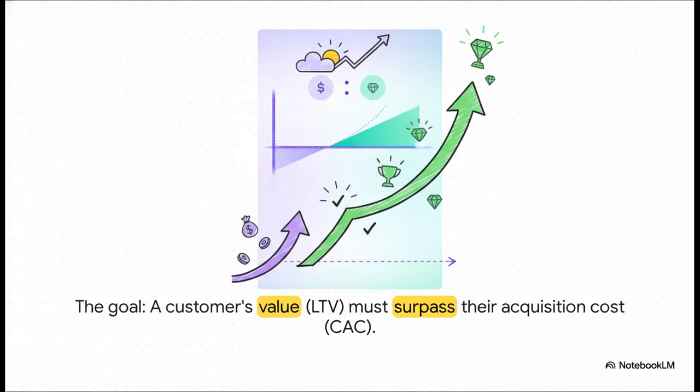This visual just lays it out perfectly. That first dip you see, that's your CAC. That's the money you spend right at the beginning. But then over time, as the customer keeps paying you, the value they generate, their LTV, starts to climb up and up. The goal is simple. That value line has to cross over the cost line. And that point where it crosses, that's your payback period. That's when the customer officially becomes profitable.